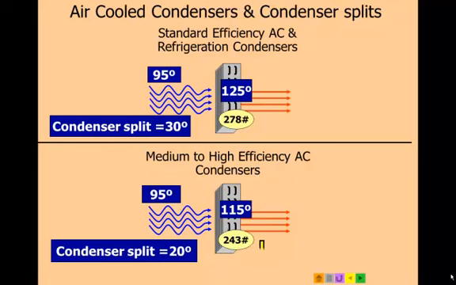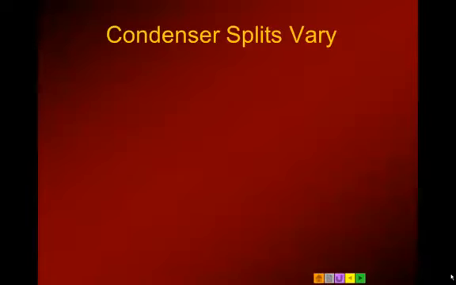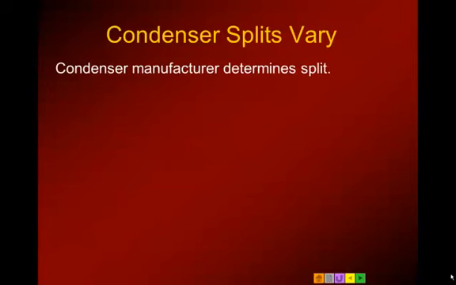Now the 125 degrees as shown there is at 278 pounds of pressure, and the 115 degrees is shown at 243 pounds. In other words, what you're seeing is the pressure-temperature relationship for saturation. Notice on the medium to high efficiency air conditioning condensers, we have a lower pressure. That means that the compressor has less work to do to get to that higher pressure, and therefore it's going to consume less energy.